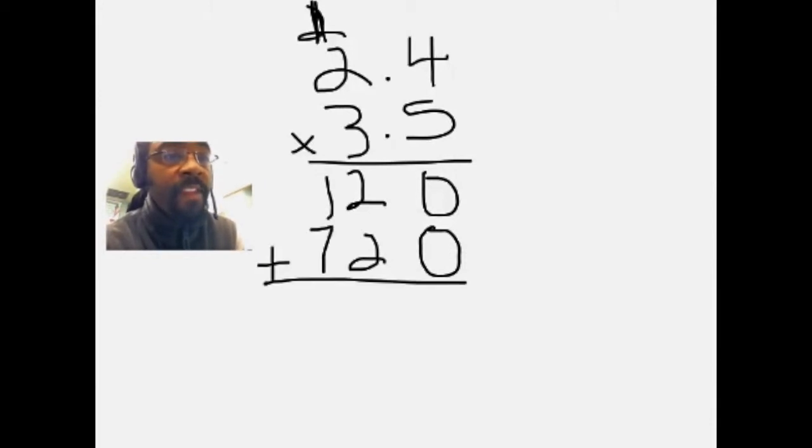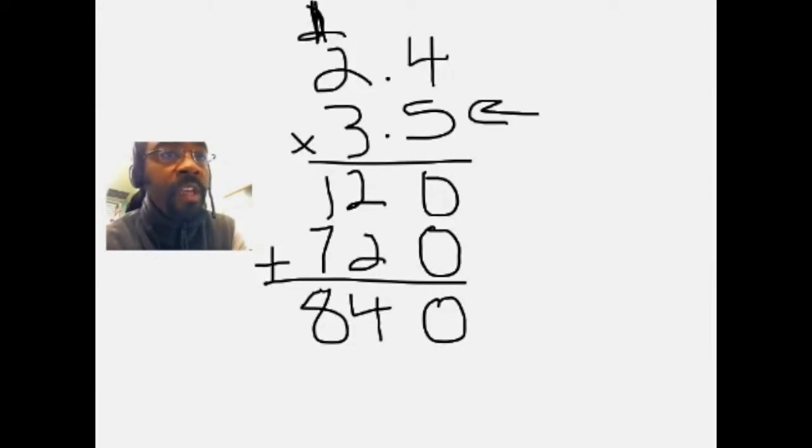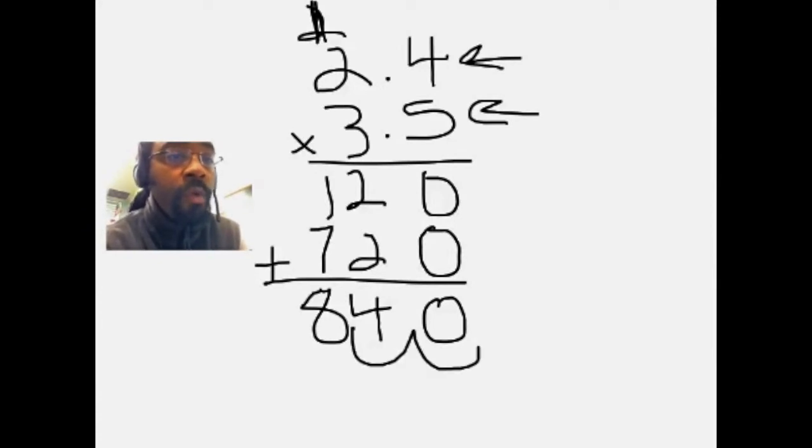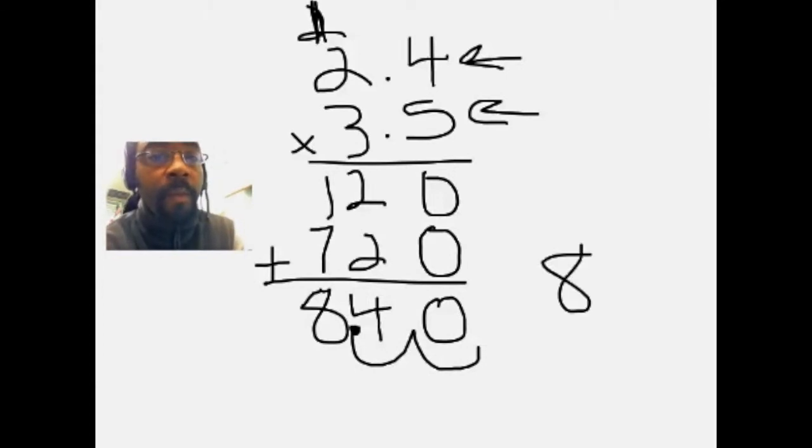Go ahead and add these together. We have 0, 4, and 8. Making sure we pay attention to these decimal places up here. That's 2 of them, so we're going to move it over 1, 2. So our answer is going to be 8.4.